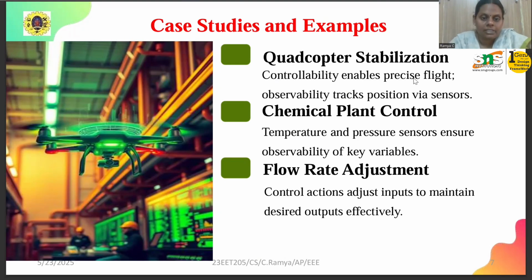Before concluding this session, controllability ensures we can drive the system where we want it to go, while observability allows us to track and understand how the system behaves. Both controllability as well as observability are vital for designing reliable and effective control systems.